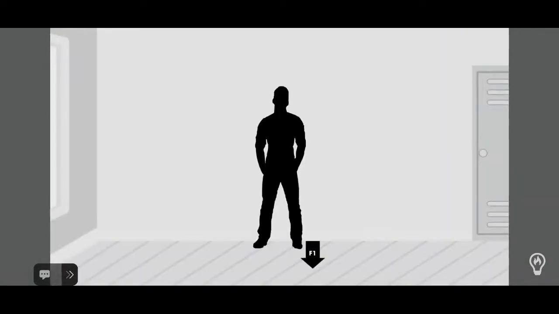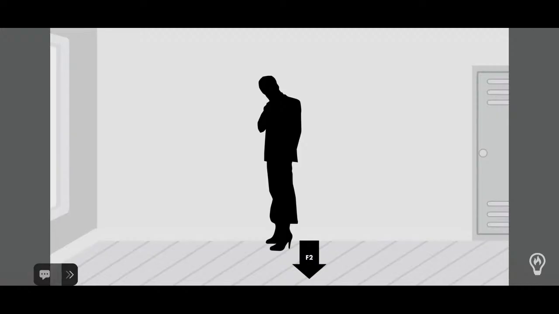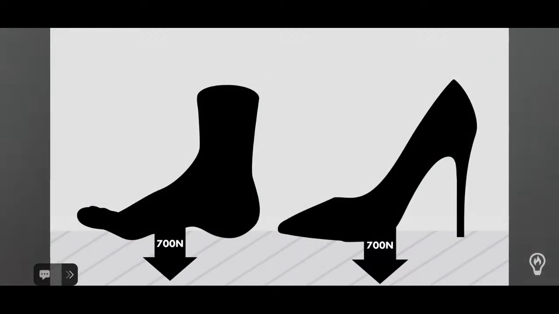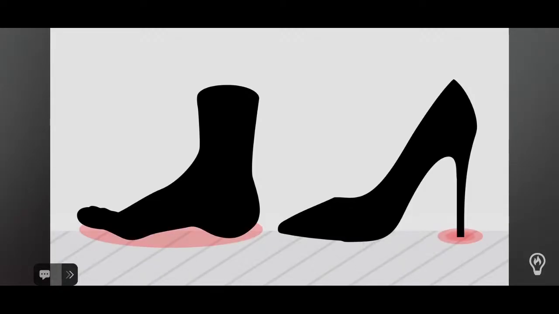Interestingly, these two words, pressure and force, are used interchangeably in everyday language. Like, it feels natural to say that a person in stiletto heels is applying a greater force to the ground, but of course they haven't suddenly gained weight. It's just that the pressure has gone up.